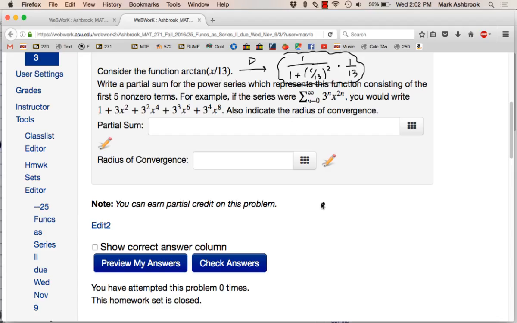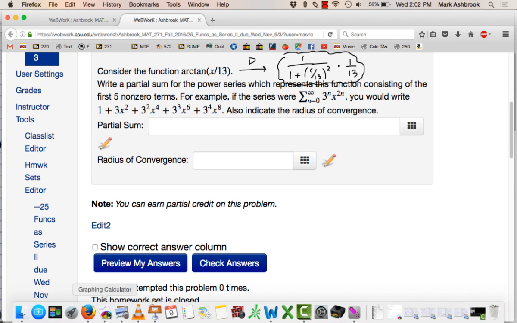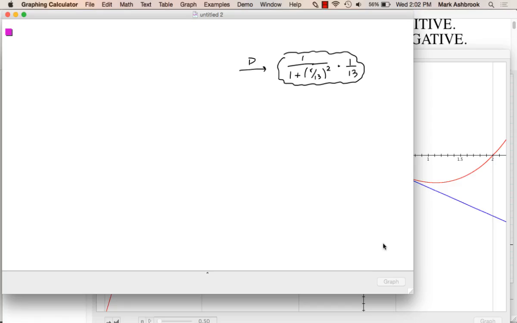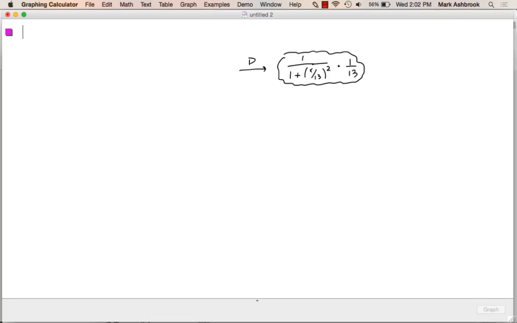All right, I'm going to grab some more room. I'm going to go fast, so if you have a question, don't hesitate to stop me. So we're going to start with, say, f of x is 1/13 over 1 minus the opposite of x over 13 squared. And then we're ready to write that as a power series.